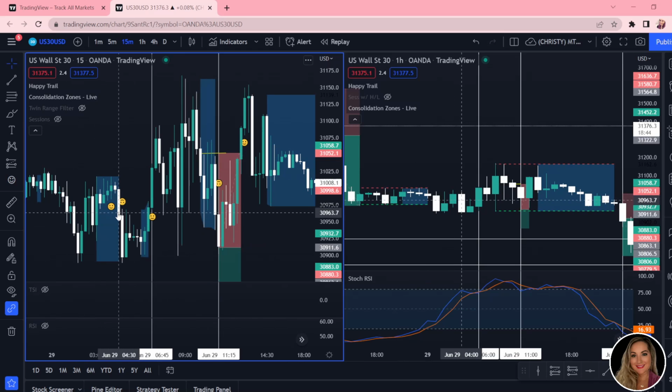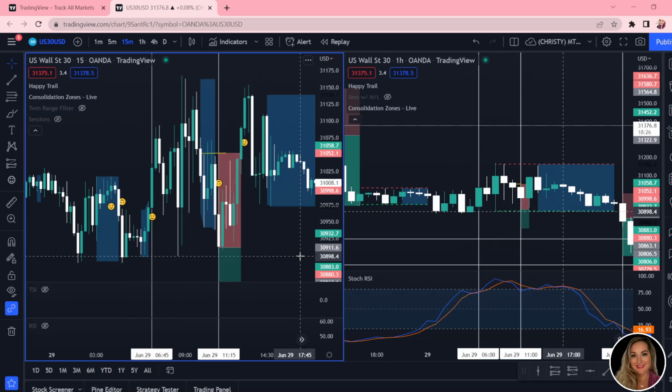You're using whatever the most current smiley face is and whatever the most current zone is that is on the screen. And you have to be breaking out with the body breaking from the zone, not just wicks. And also the stochastic RSI has to be in agreement on the higher time frame. That is the version if you are trading this with Happy Trail, the indicator itself.